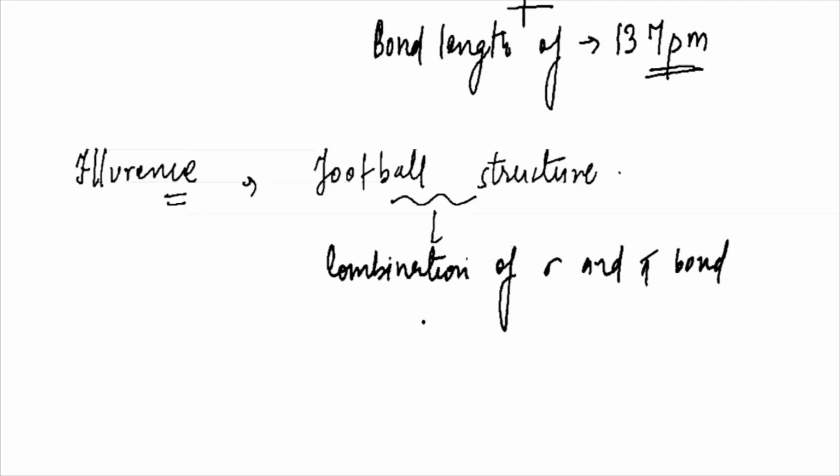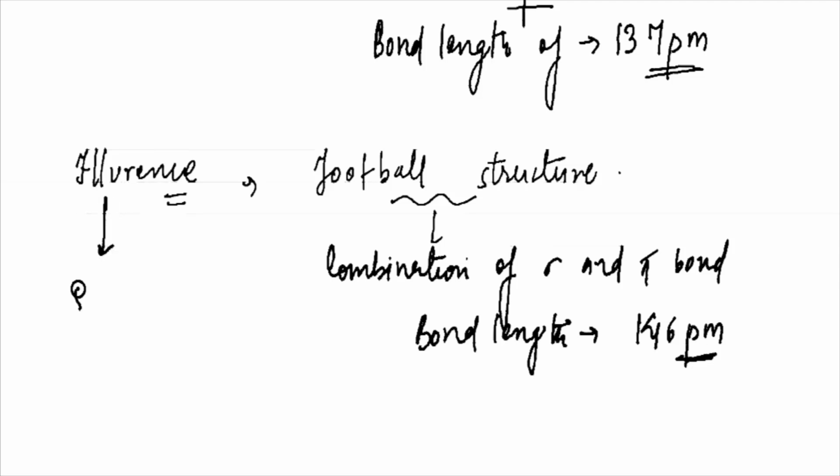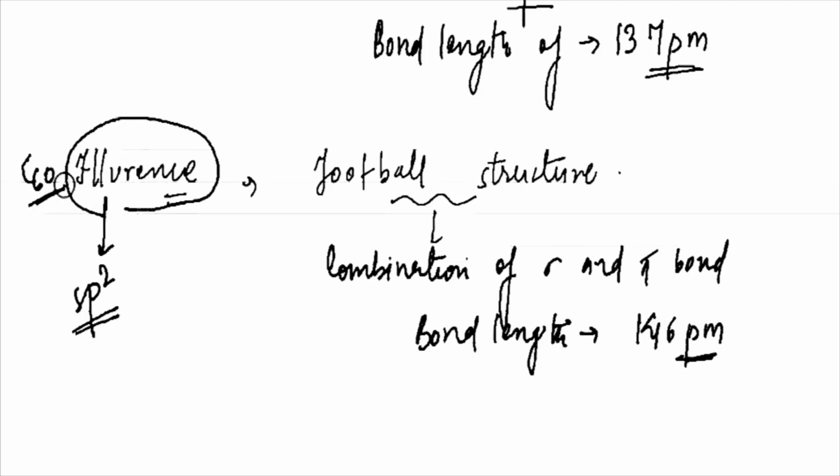The bond length that we see in fullerenes is around 146 picometers, and this also has sp2 hybridization. So every carbon atom in C60, the fullerene, with 60 atoms arranged in a football structure, also has the combination of pi and sigma bond, so we can see the double bond evidently. This is the reason why it is sp2 hybridized, and it has a bond length of 146 picometers.